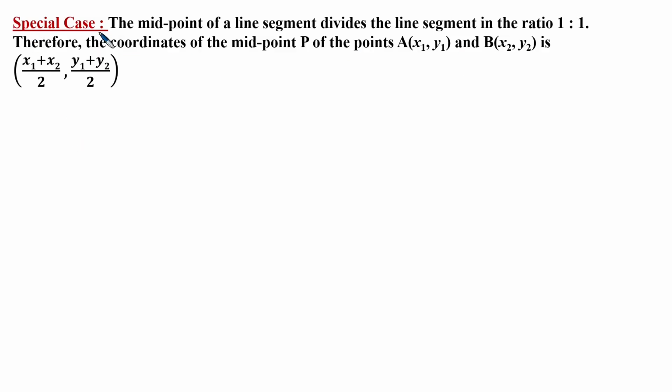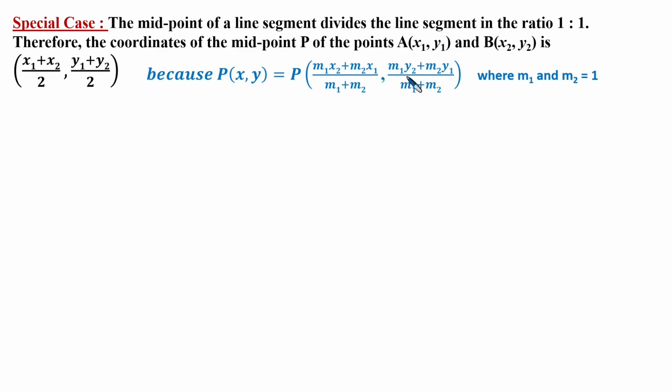Okay, now a special case. The midpoint of a line segment divides the line segment in the ratio of 1:1. That is, dividing in equal ratios. Therefore, the coordinate of the midpoint P of the points A and B is x1 plus x2 divided by 2, comma y1 plus y2 divided by 2. This is very easy to show. This is our formula. When m1 and m2 are 1, so m1 plus m2 is 2, and x1 plus x2, and y2 plus y1 by 2. That is, if you have to divide these 2 points into equal ratios, it is x1 plus x2 by 2 and y1 plus y2 by 2.